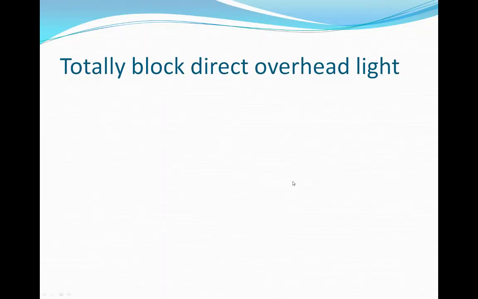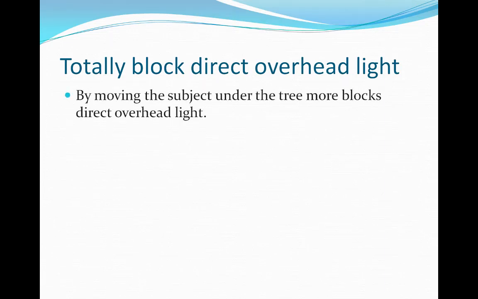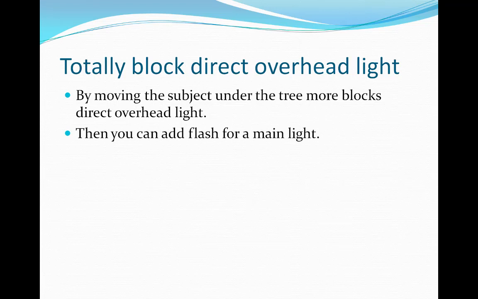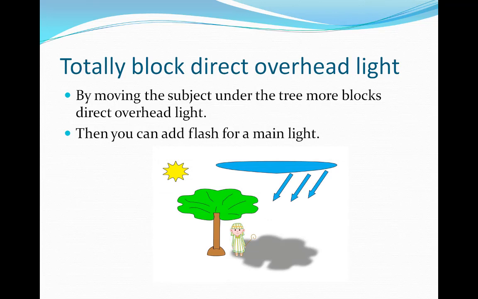So you really want to totally block direct overhead light. How do we do that? By moving the subject under the tree, which blocks more of the direct overhead light. Then you can add flash for a main light and won't have any problem with blue color cast. And here's an example of moving the subject more under the tree. It's not showing adding a flash here, but then you would add flash.